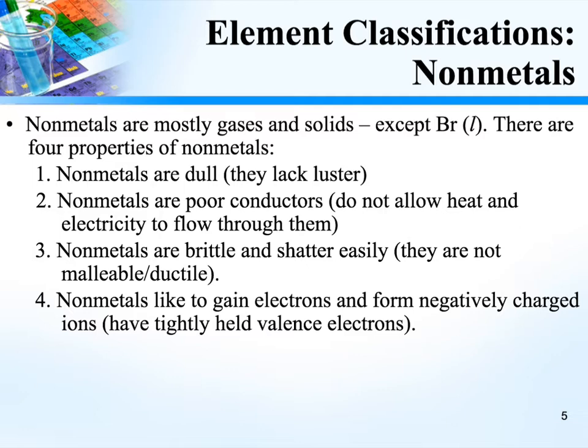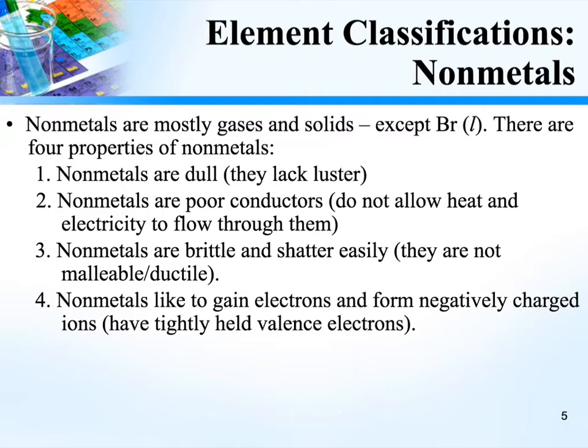All right, the nonmetals. They are mostly gases and solids, except for bromine. Bromine is a liquid. There are 4 properties of nonmetals that we need to remember. Nonmetals are dull. They lack luster. Nonmetals are poor conductors. They don't allow the heat and electricity to flow through them. Nonmetals are brittle, and they shatter easily, so they're not malleable or ductile like the metals were.